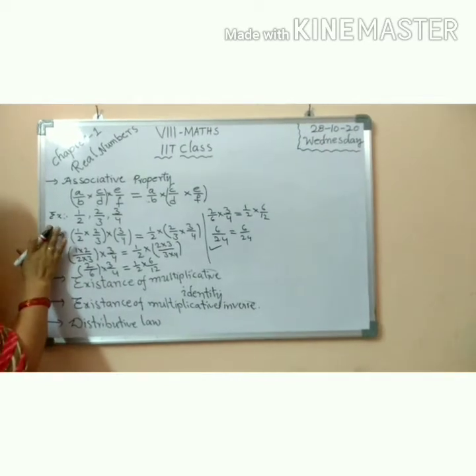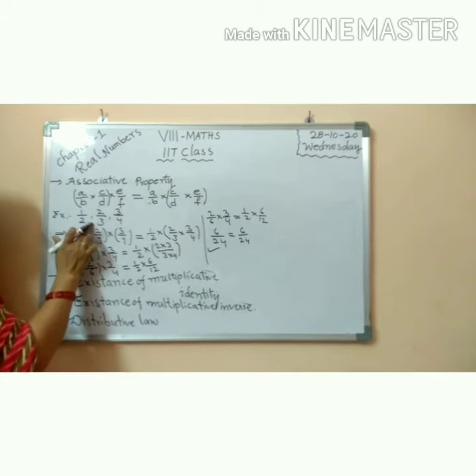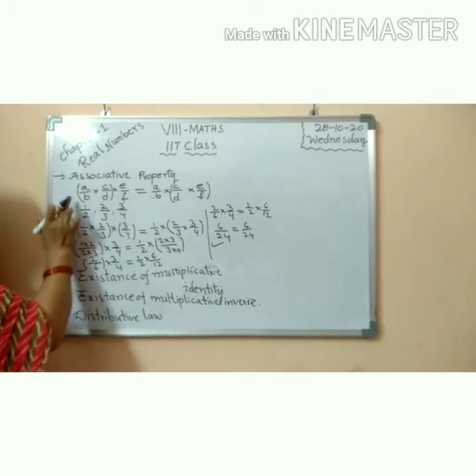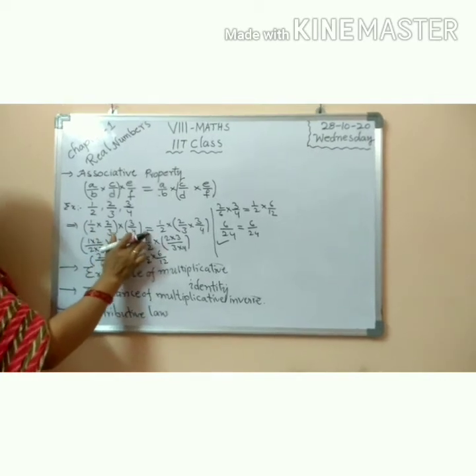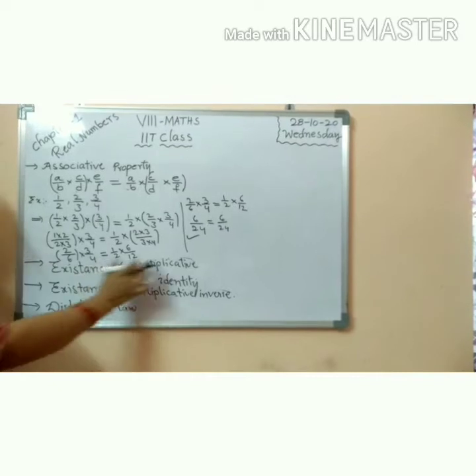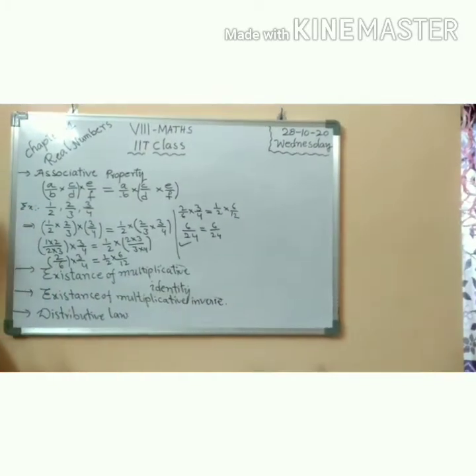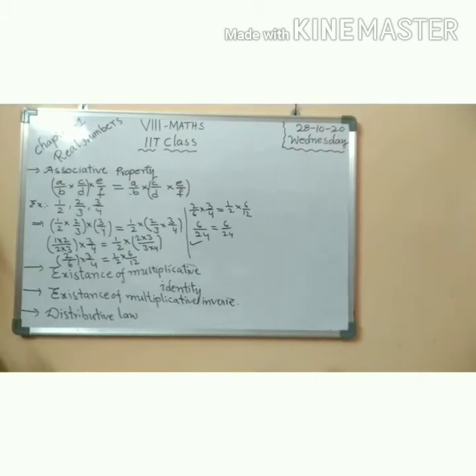So for example, take the three rational numbers 1/2, 2/3 and 3/4. Then substitute into the rule: (1/2 × 2/3) × 3/4 is equal to 1/2 × (2/3 × 3/4). The value on both sides is the same. So the associative property is possible under multiplication.